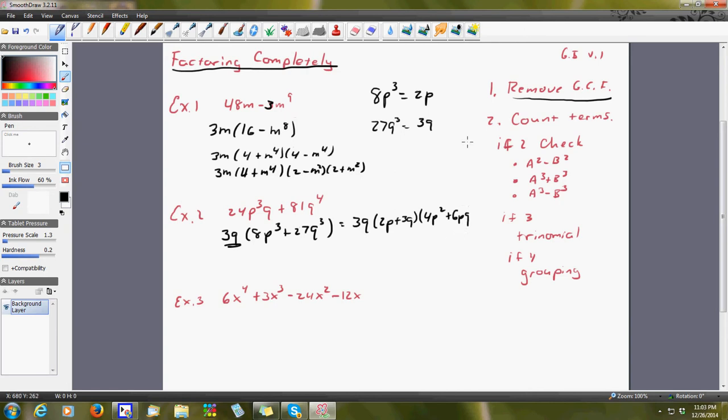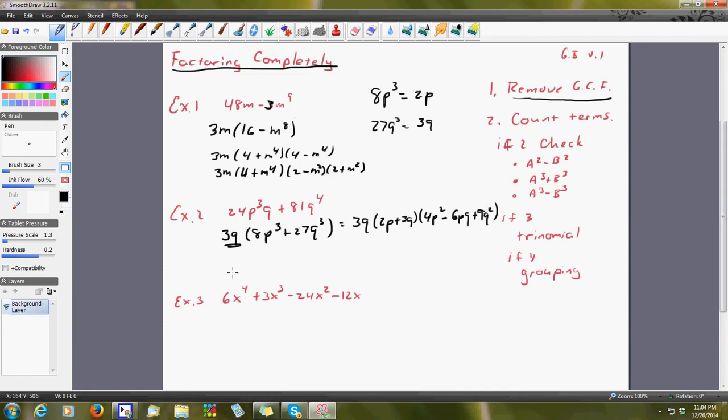Oh, I'm sorry. What am I doing? It's not plus. That's a minus, because this is the sum of perfect cubes. And then plus b squared, which is 9q squared. And that's it.